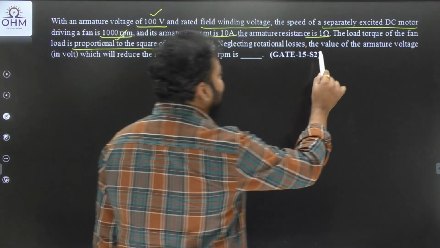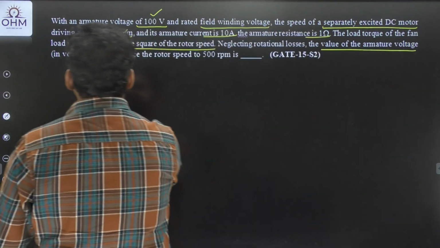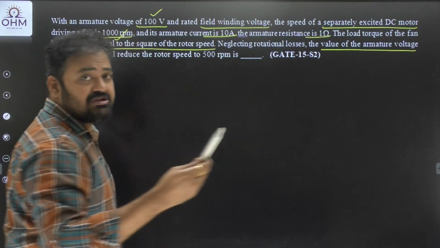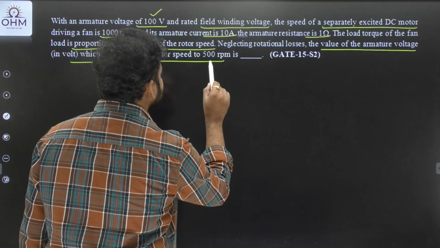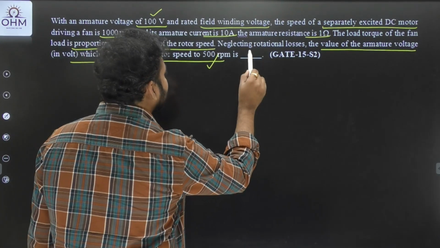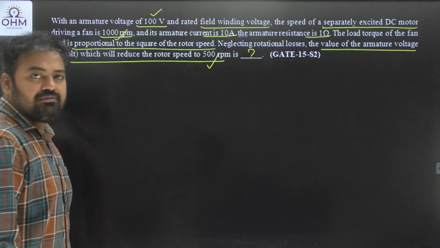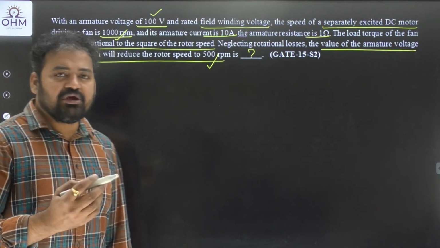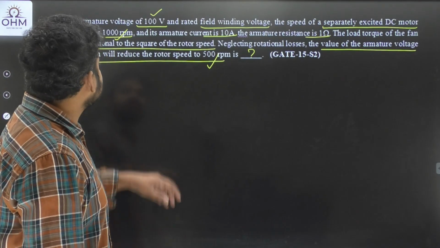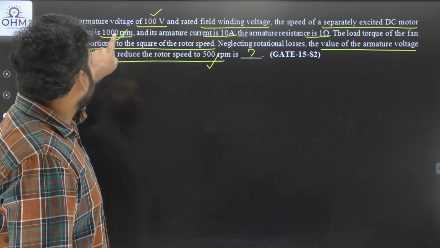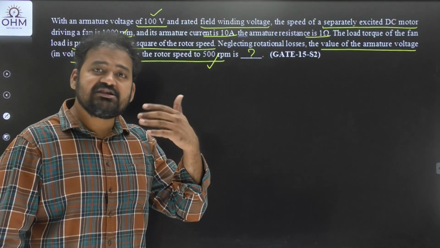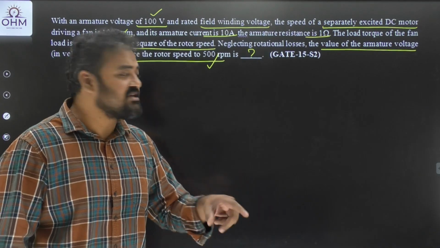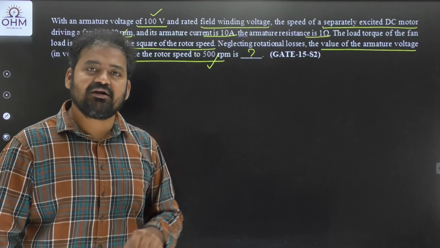Now the value of armature voltage is modified. The armature voltage is modified such that the speed of the fan is reduced to 500 rpm. What is that new voltage? We have to calculate. So there are two cases here. In the first case, the machine is excited from 100 volt and rotating at 1000 rpm. In the second case, what is the voltage required? You have to modify the voltage such that the speed reduces to 500 rpm.